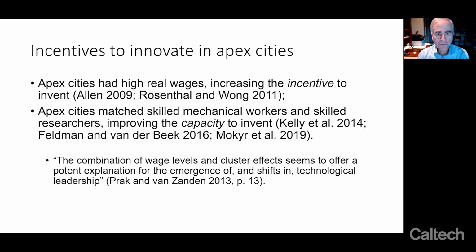So first off, they should have high wages under Kremer's model. They do have high wages in the sense that our operationally identified apex cities match pretty well with Allen's real wage data. And these are the places that had high wages in Europe. And because of these high wages, we would expect an incentive to invent.